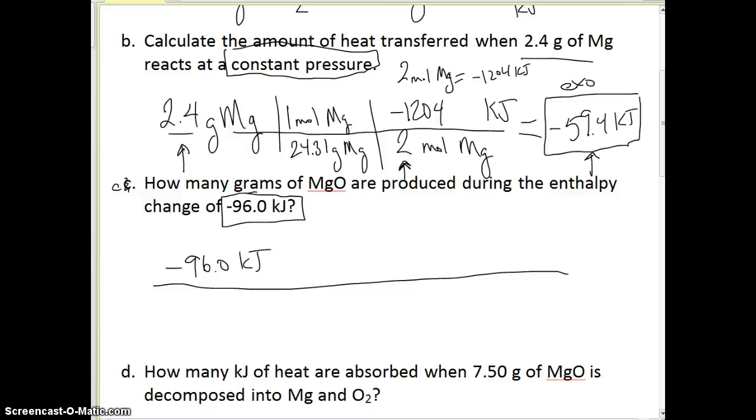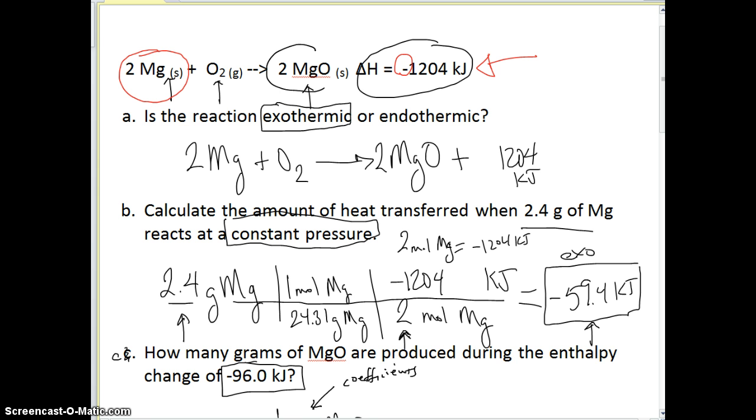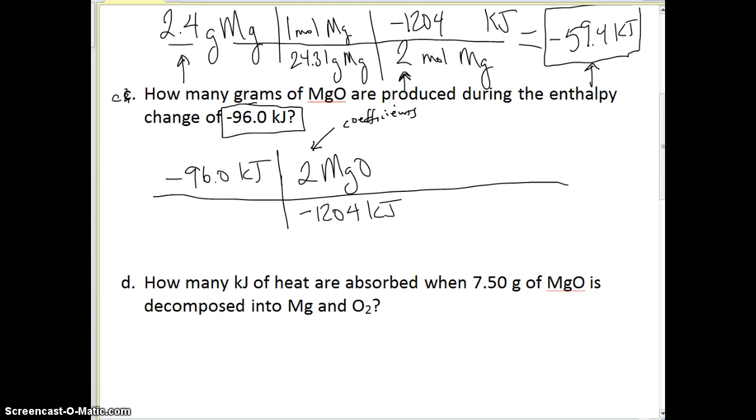So what we're looking at here is negative 96.0 kilojoules, and we're going to reverse everything we did before. For every 1204 kilojoules, we're going to have 2 MgOs, and I'm using the coefficients from the balanced equation. If I scroll up real quick, you can see our coefficient here is a 2 as well. If we were dealing with the oxygen, it would be a 1 on that coefficient.